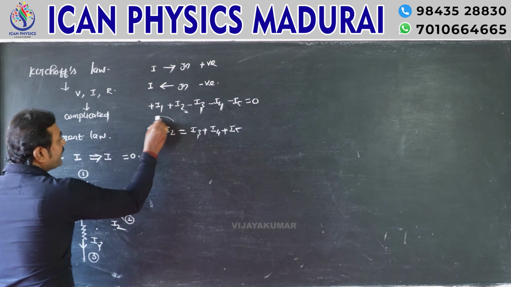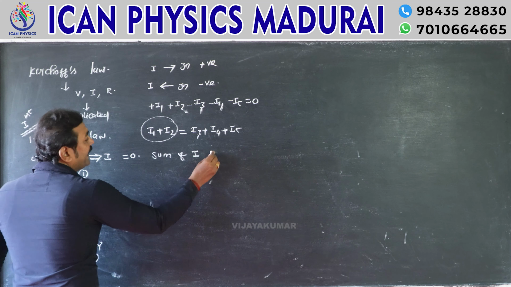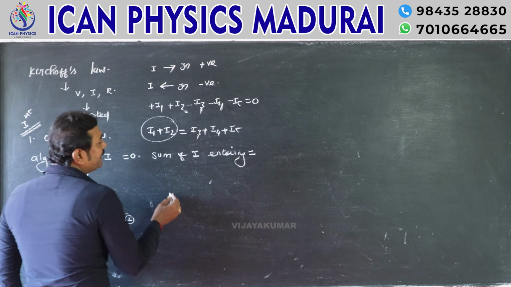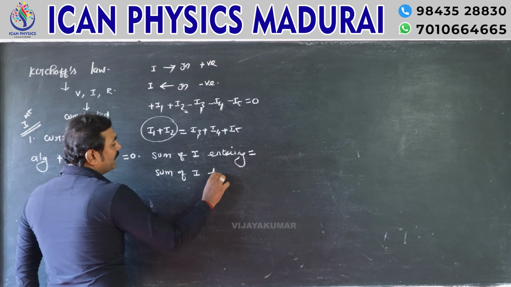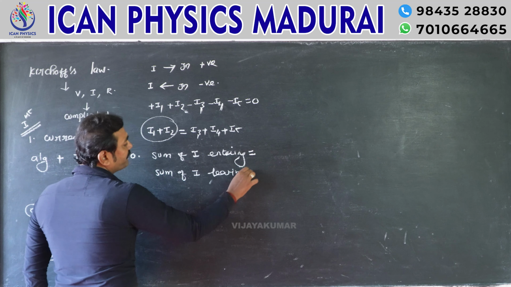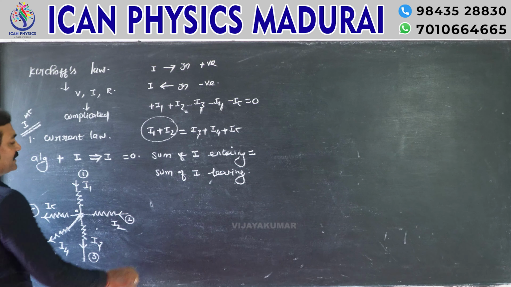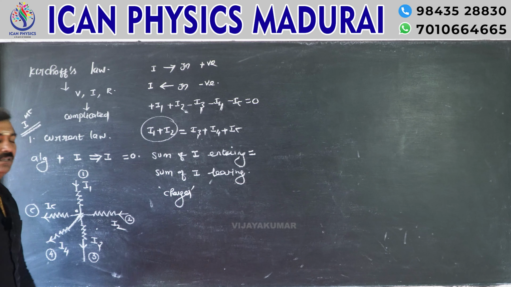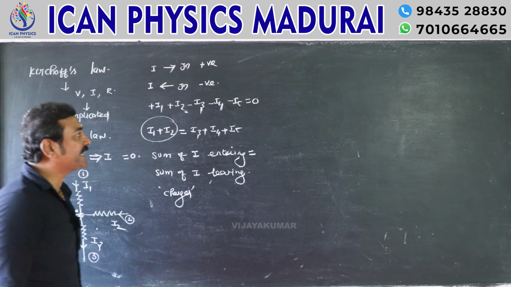Here, how can we write it? The sum of current entering equals the sum of current leaving. So the first law is the conservation of charge. Do you get it now? Do you have any doubts? No doubts. Now we are going to the second law.